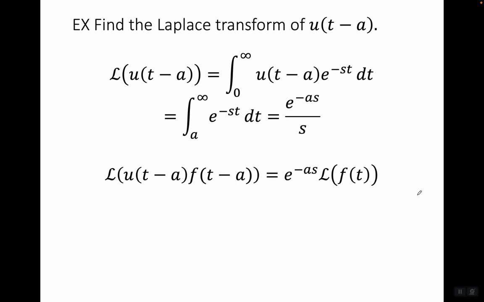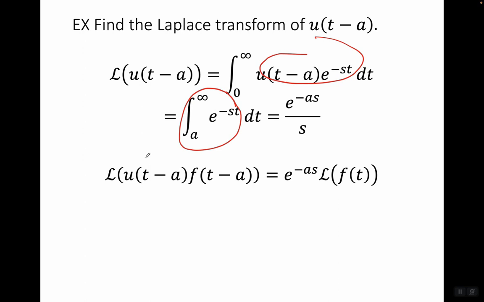Okay, find the Laplace transform of the Heaviside function u of t minus a. The Laplace transform of u of t minus a is, by definition, the integral of u of t minus a times e to the negative st. But remember, it only kicks in at t equals a. Before then, it's 0. So this is the same thing as the integral of e to the negative st from a to infinity, because everything before that is 0, and that has value e to the negative as over s.